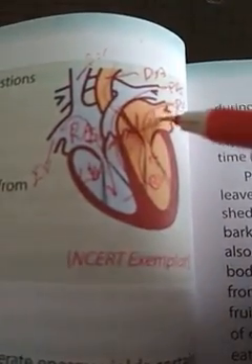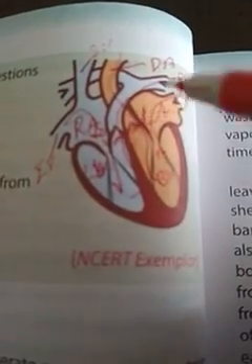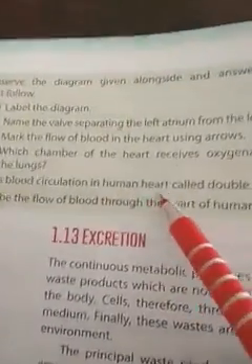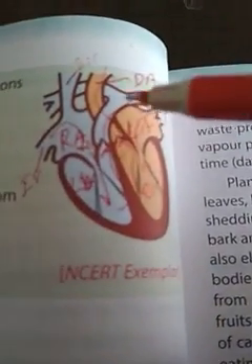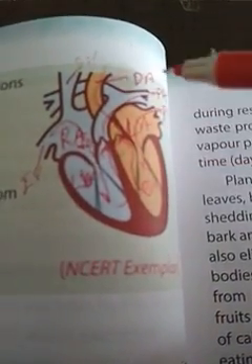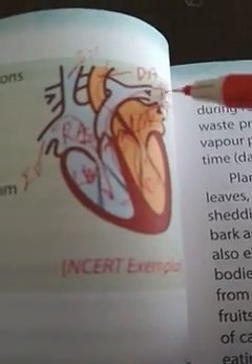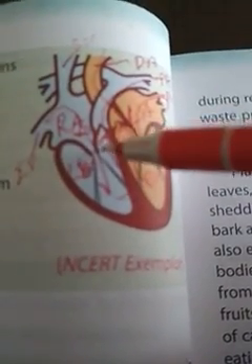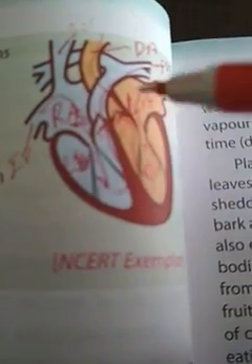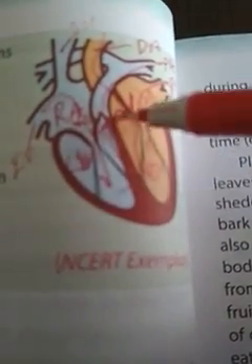Dear students, which chamber of the heart receives the oxygenated blood from the lungs? The left atrium is responsible for receiving the blood that is oxygenated from the lung. Question 4. Why is blood circulation in the human heart called double circulation? Because blood flows to the lungs from the heart, then from the lungs it comes back to the heart and goes to the different parts of the body. So one is pulmonary circulation and the other is systemic circulation.